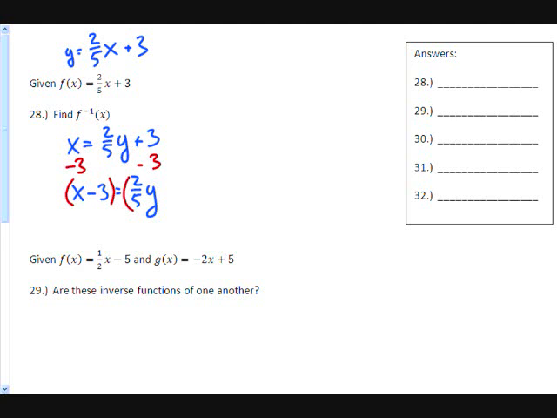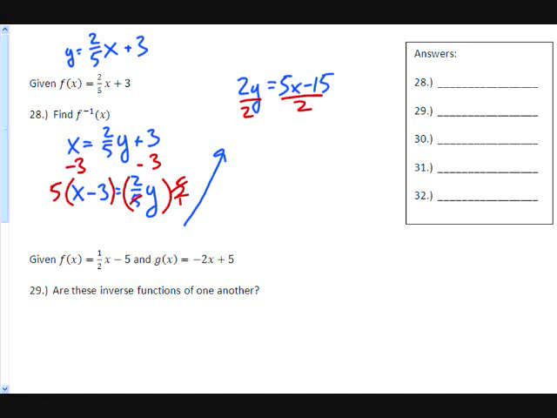To get rid of the fraction, I can multiply by a 5. And what happens is like 5/1, these 5's cancel. So that leaves me with a 2y. Over here, I have to distribute that 5, so that's a 5x minus 15. And now the last thing I want to do is divide each side by the 2.